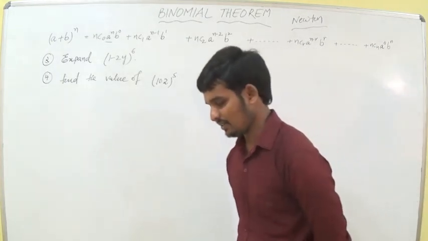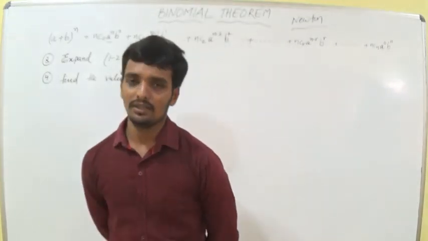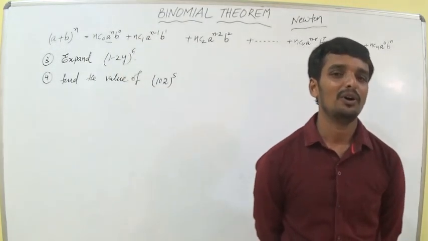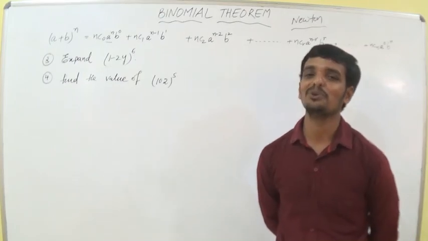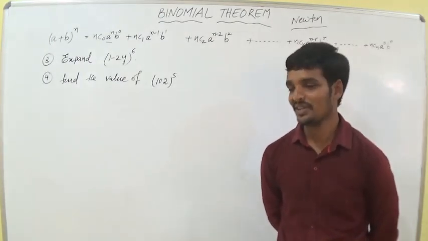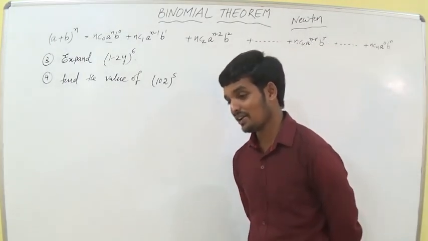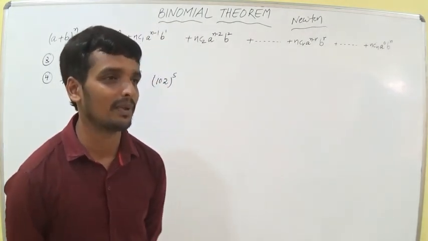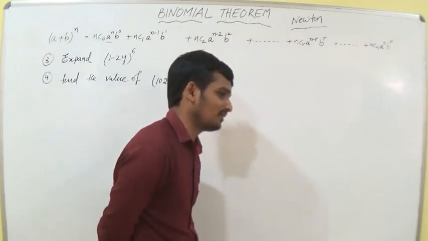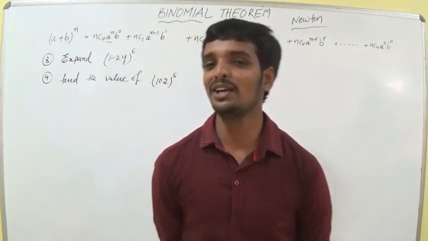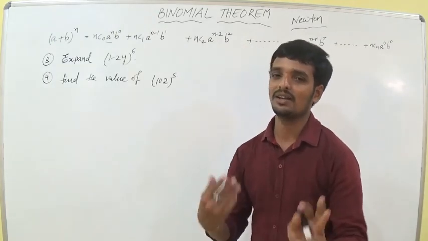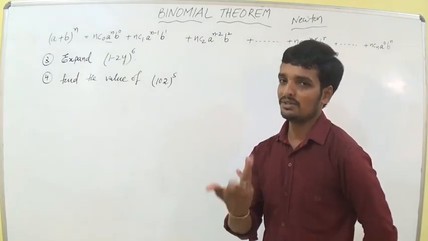We already know 102 whole square. How can we do it? Simply we do 102 into 102. The same way, 102 whole power 5, we do 102 into 102 into 102, 5 times. We multiply 102 into 102, we get some value, again into 102 and again into 102, and we get the answer. That is your way.